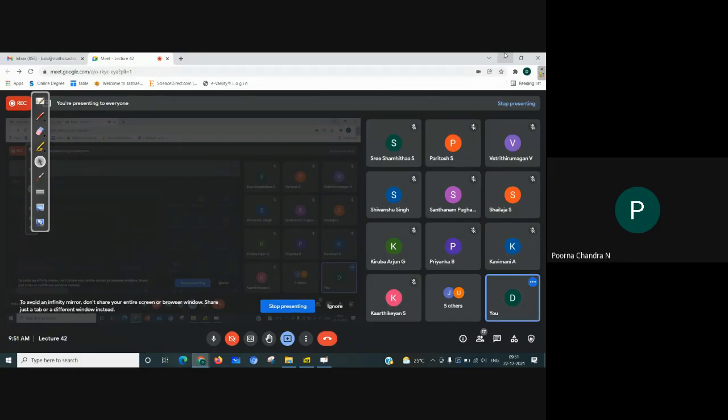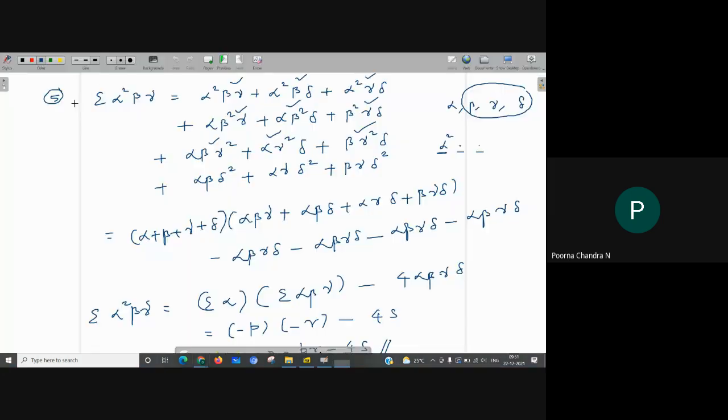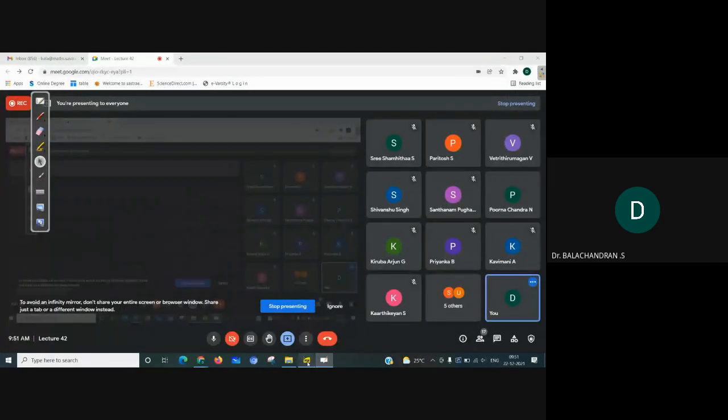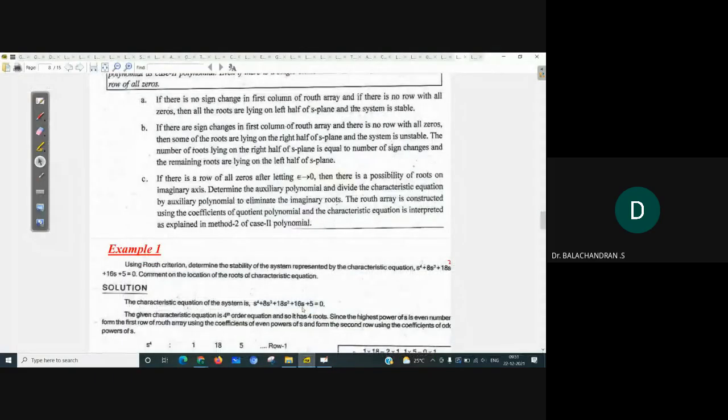Sir, first element 18, sir. Purna Chandra, first element 16, sir. Yeah, first element is 16. What about the second element? Please write.